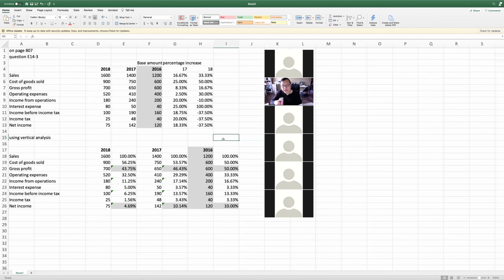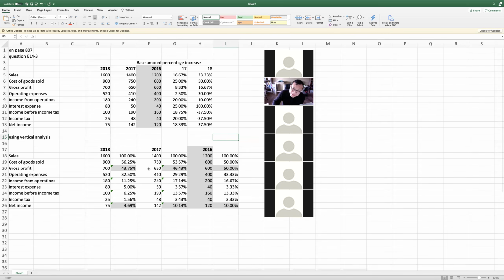Does anyone else have any other questions? It makes sense, right? This is called horizontal, when you compare this way, horizontally across the columns. And this one, you are comparing across the rows within each year. So you compare vertically. So this is called vertical analysis. Okay, does this make sense? Good. So that's this question.